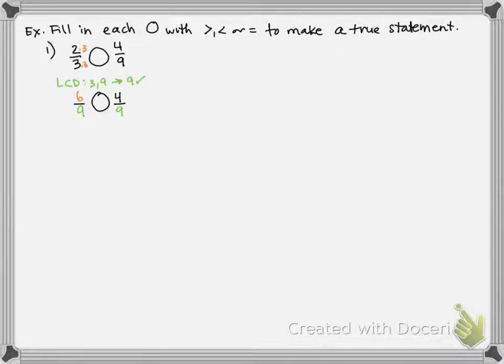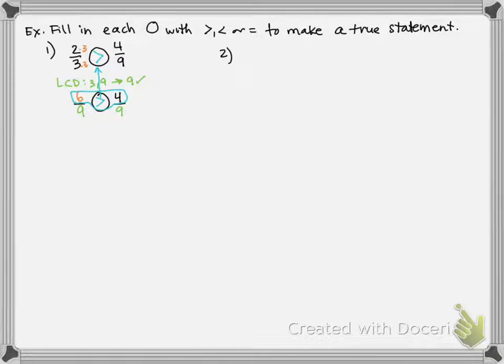So the only place that I'm going to do my comparison, the only place that I'm going to look, is in the numerator. And we want to know, how does 6 compare to 4? Well, 6 is greater than 4. So then we can go back and say 2/3 is greater than 4/9. Keep in mind that when I create my new fractions, I've got to line them up underneath their original one, okay? All right, let's try another one.